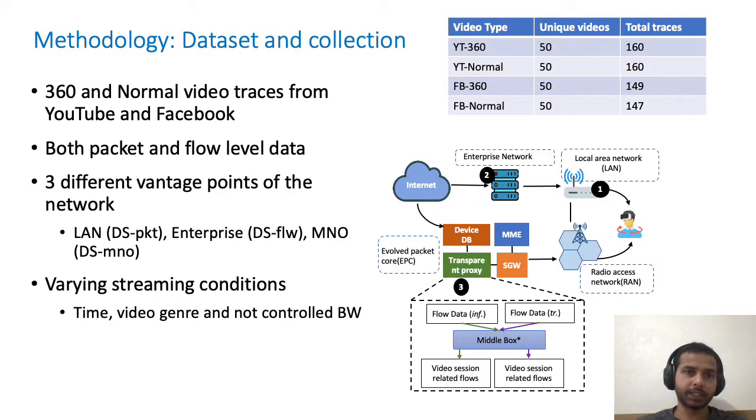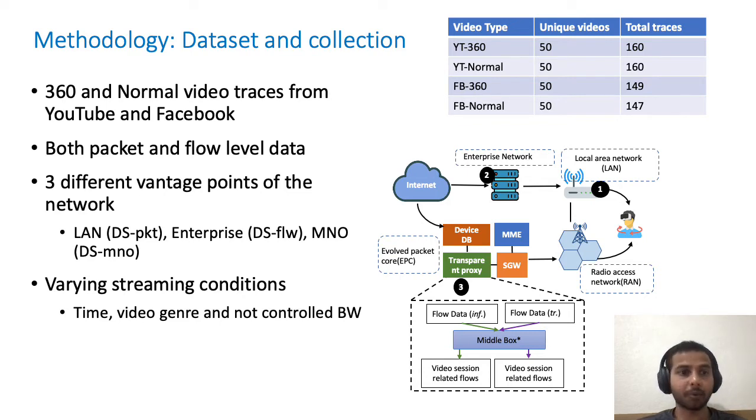From here onwards, I will describe the methodology that we have used in 360NorVic, starting with the dataset. We streamed 360 and normal video traces from both YouTube and Facebook. As you can see in the table, for each video category, YouTube 360 and normal, Facebook 360 and Facebook normal, we had 50 unique videos, which yielded more than 600 traces in total by repeatedly streaming those unique videos.